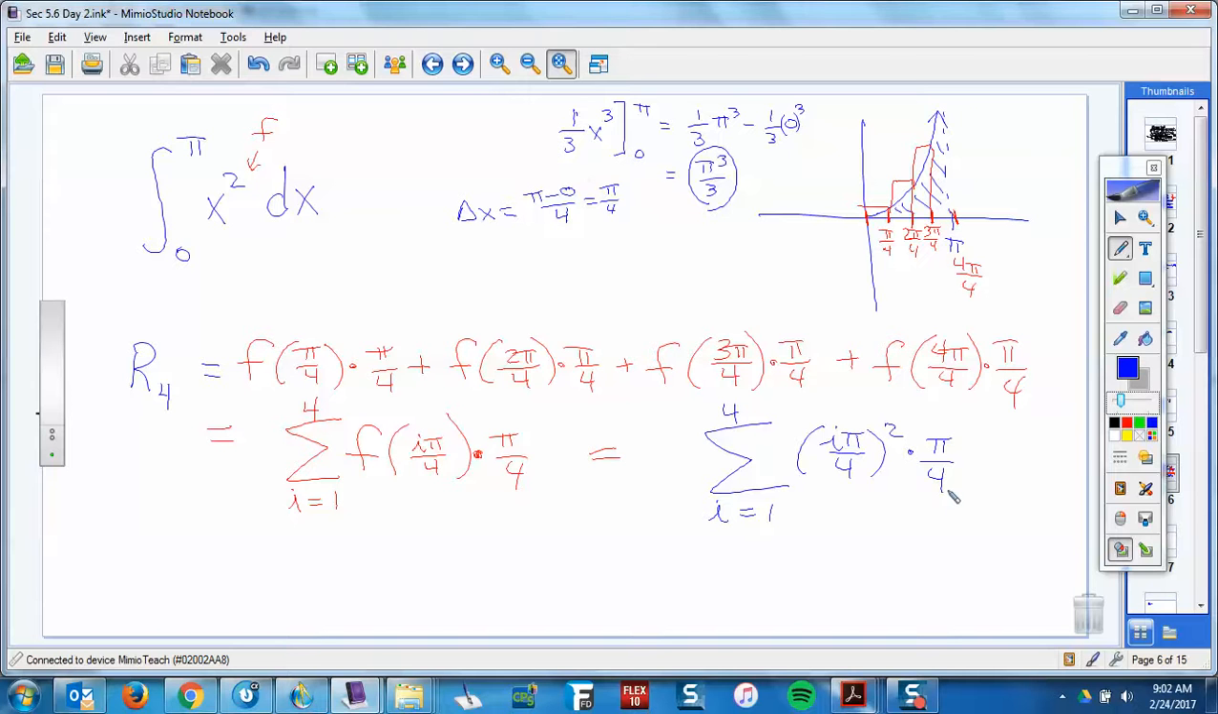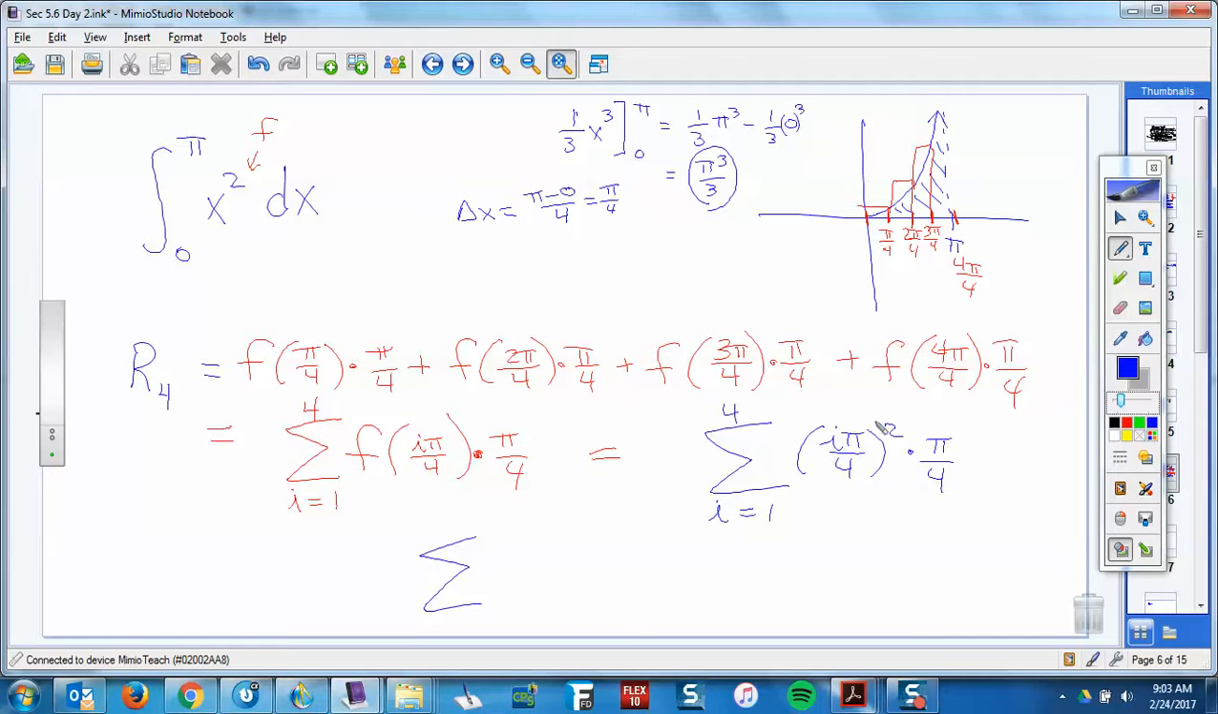Okay? Now, the function. F of i, this is F right here, x squared. So F of i pi fourths means take i pi fourths and plug it into the function. Okay, I want you to do this for me. Let's take each one of these and plug it into the function. So do pi fourths squared times pi fourths plus 2 pi fourths squared times pi fourths plus 3 pi fourths squared times pi fourths. Okay, while they're doing that, we're going to do this.